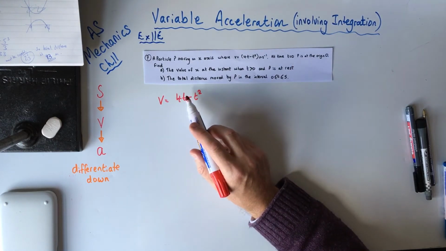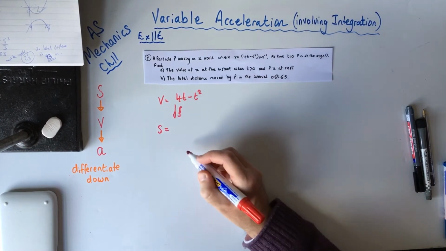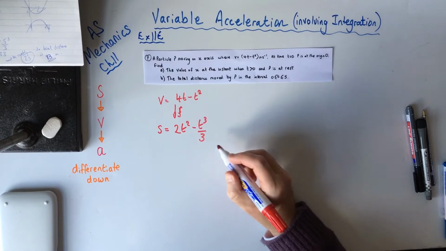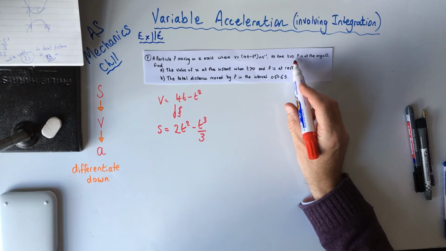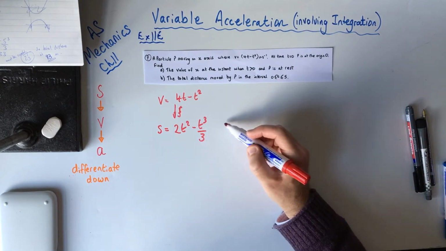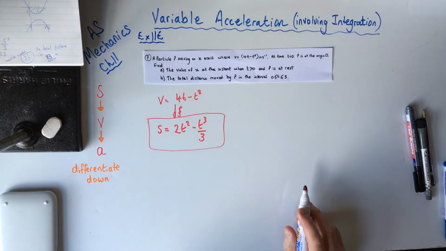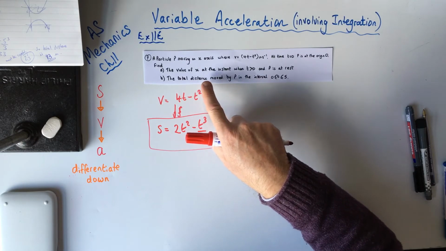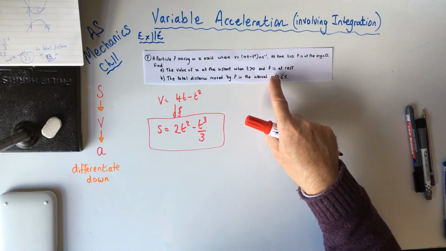So again, we can integrate that to get the equation for s. We get 2t squared minus t cubed over 3, and of course when t is 0, s is 0, so we've got our plus c on, but that's going to be 0, okay, because it'll all cancel out to 0. So we've got our displacement. Now here we go. A, find the value of x, so how far it's travelled, at the instant when t is greater than 0 and P is at rest.